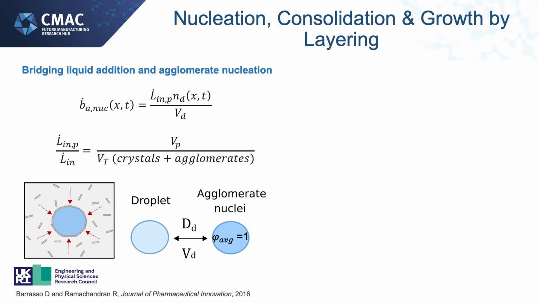So just spending the next couple of slides on these rate expressions. For the nucleation, the agglomerate nucleation aspect, we assume that it occurs upon the addition of the bridging liquid droplets when they're added to the suspension of crystals. And so we can account for this within our birth term, which involves the number density and the volumetric flow rate of your droplets being added to the suspension.